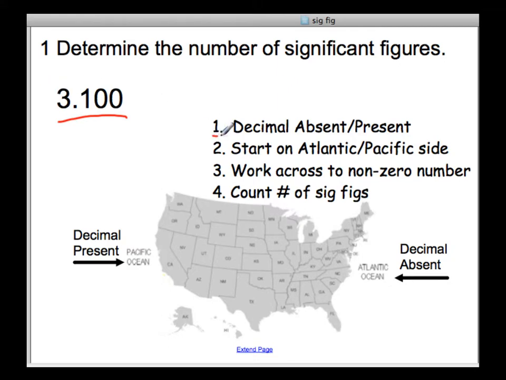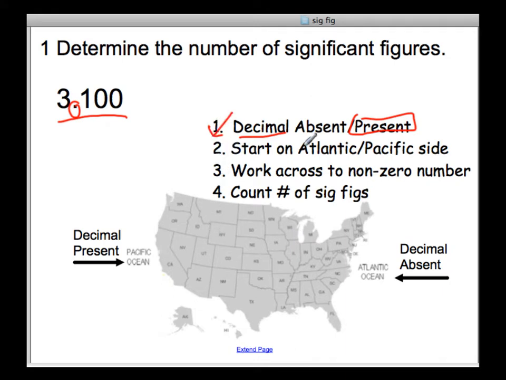The first step, or the first guideline that we have, is looking for a decimal. We want to determine if a decimal is absent or present in the number that we're looking at. So I have 3.100. I see, yeah, there's a decimal. It's right there. So I would say that my decimal is present. Now, we're done with guide number one.